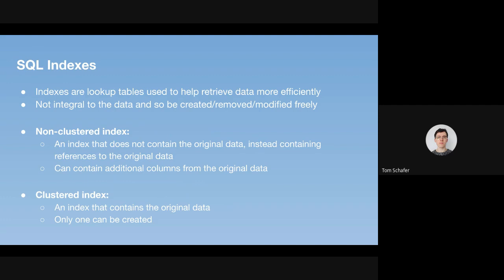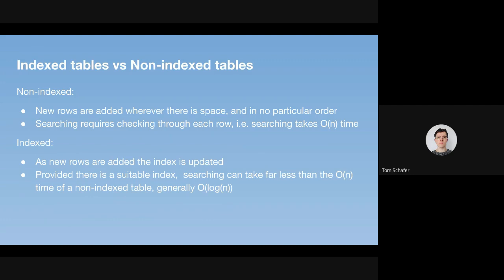And you can also get a clustered index, which does contain the original data, and so only one can be created. Those are abstract definitions, but hopefully they'll become more clear as I get into some examples. So why would you want an index for your table?